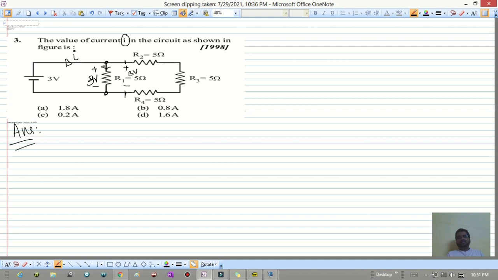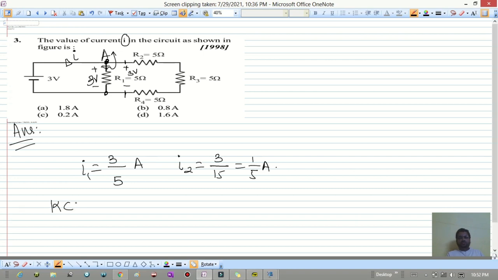So what is the current through this? I is equal to the voltage across this resistance, 3, divided by the resistance, that is 5 ampere. Likewise, the current across this 5, 5, 5 is the voltage across this, 3, divided by the total resistance, 15, which is 1 divided by 5 ampere. And now I apply Kirchhoff's current law at node A.